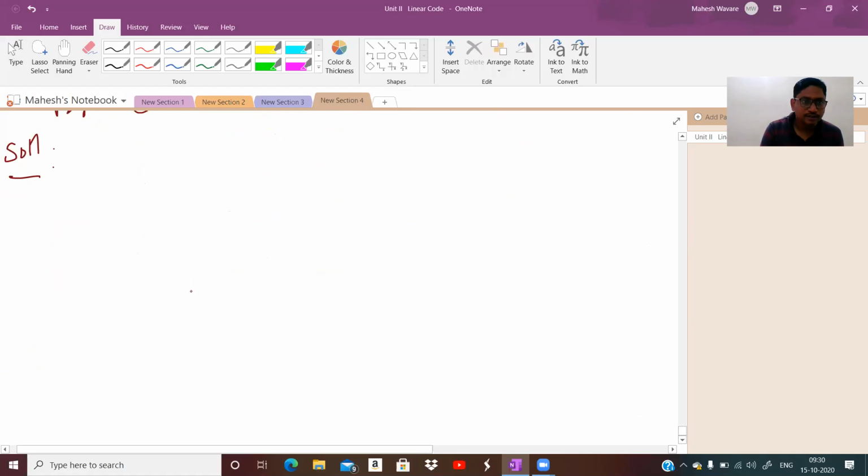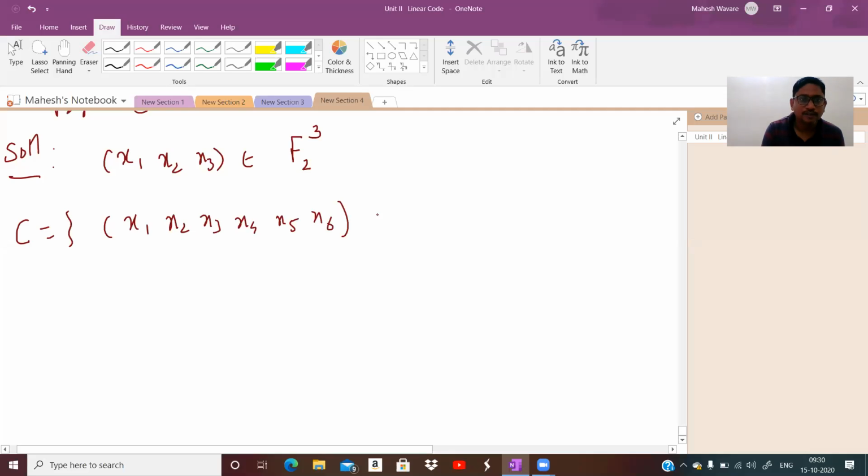So what was given to you, how C is constructed? Before that, x1, x2, x3 are all the words from F2 cubed, and there are 8 words. Out of 8 words, which satisfy the given conditions, that C you need to find. So C is of length 6: x1, x2, x3, x4, x5, x6, in which all are binary. The condition here is that your x4 should be the sum of these two.